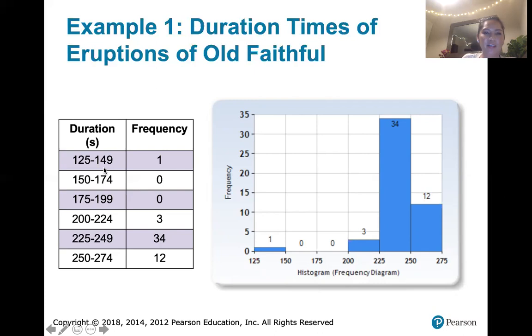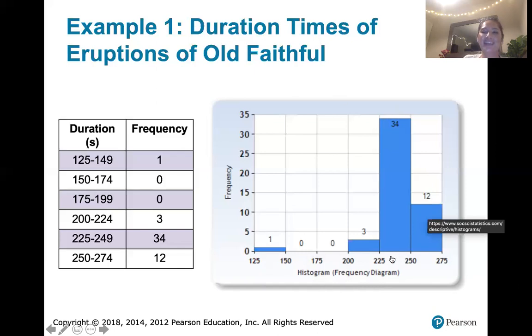So in that first class, we had one eruption that lasted between 125 seconds and 150 seconds. And then in the next 2 classes, there were none. And then you see we've got 3 eruptions between 200 and 224 seconds long, 34 eruptions between 225 and 249 seconds long, and then we've got 12 in the last class.